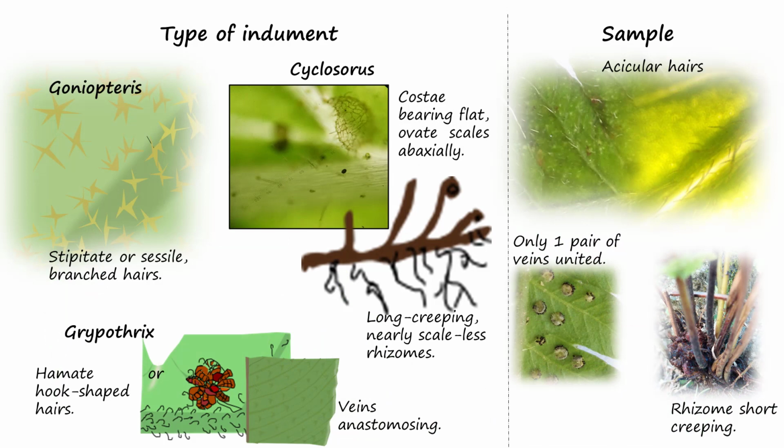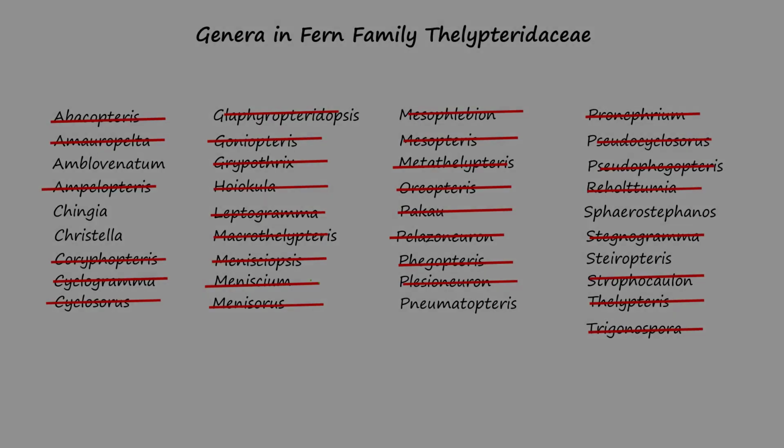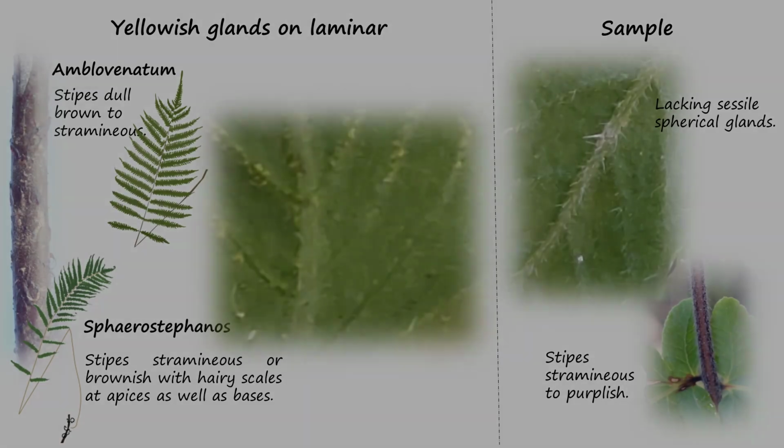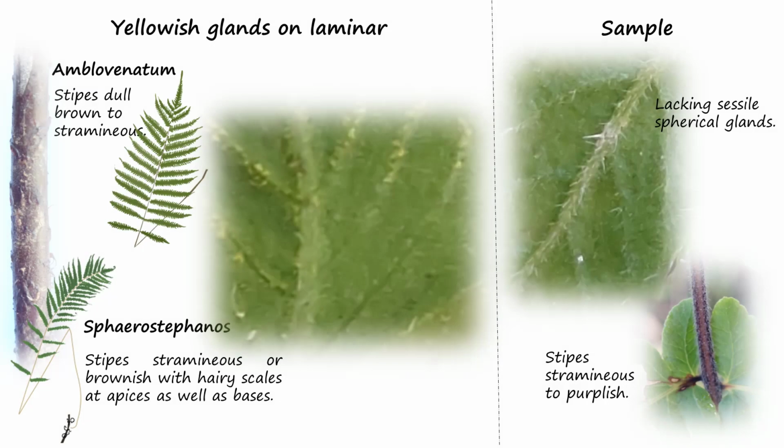Type of hair also led to the elimination of the genus Goniopteris, which has stipitate or sessile branched hairs. Cyclosorus was eliminated as the genus of the unidentified fern, as it has costa bearing persistent flat ovate scales abaxially. Of the remaining 5 possible genera, 2 genera, Amblovenatum and Sphaerostephanos, were eliminated because they typically have yellowish glands and stipes that are stramineous or brownish, while the sample did not show any yellowish glands and has a purplish stipe.